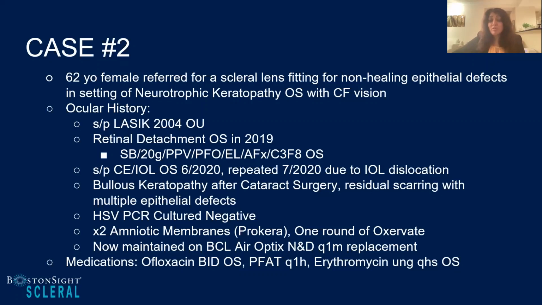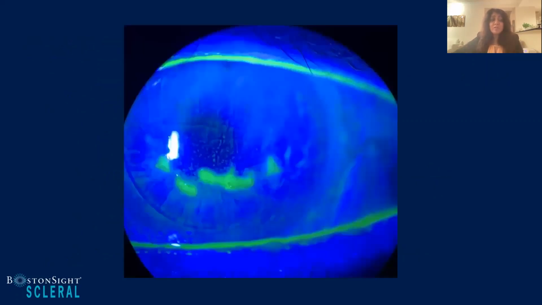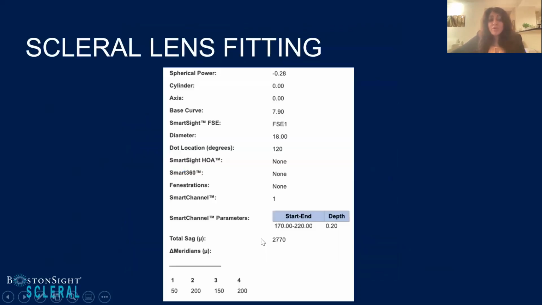With all of these artificial tears and ointments that she was on, we decided that we were going to put her into a contact lens, a scleral lens. So here's a good photograph of what she looked like before we started her treatment. You can see these epithelial defects. You can see where she's had her LASIK done. And I want to show you what she looked like after we put a scleral lens on.